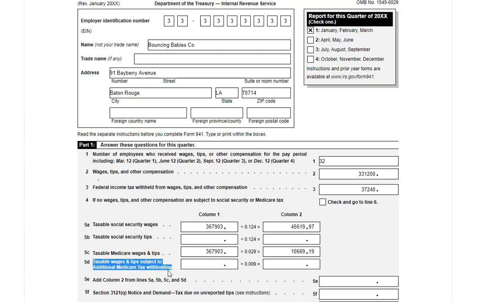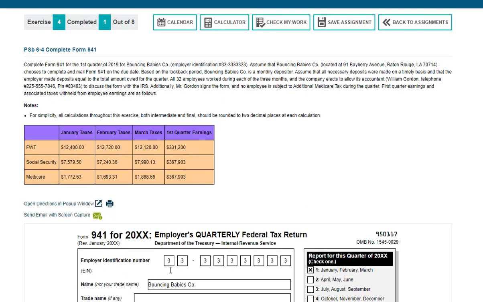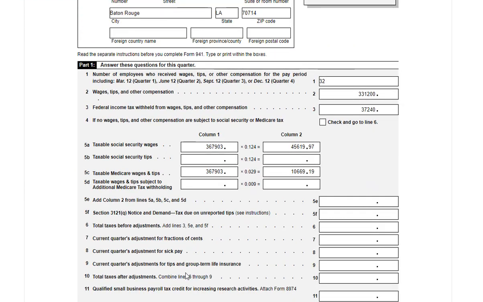In 5D, taxable wages and tips subject to additional Medicare tax withholding. Do we have any additional Medicare tax withholding? Additional Medicare tax withholding, what is that? That is when the threshold is exceeded for Medicare tax. And we know for single that's $200,000. But do we have any in this problem? And we don't. It's not given in this problem. So therefore, we leave this blank.